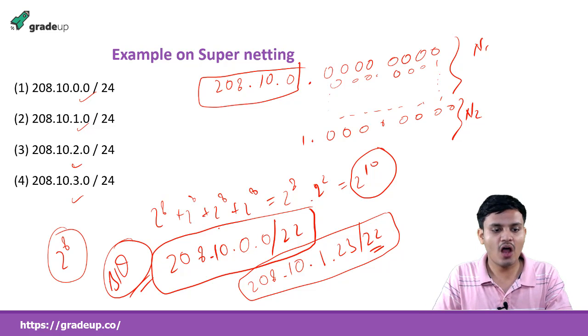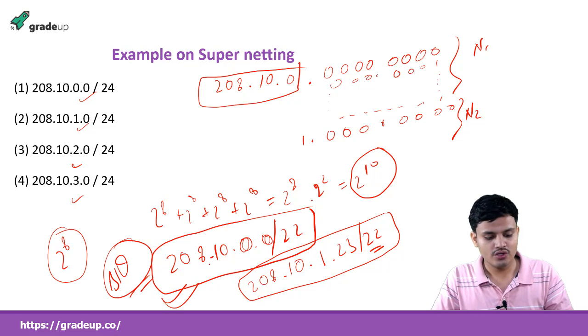Okay, so now the third rule was that it should be evenly divisible. You see that here 16 zeros are there, and it should be divisible by 2 to the power 10. If you divide, 10 zeros are there. So yes, the third rule is also satisfied.